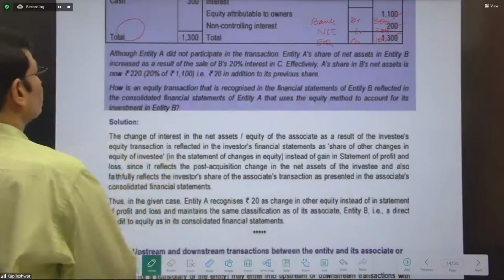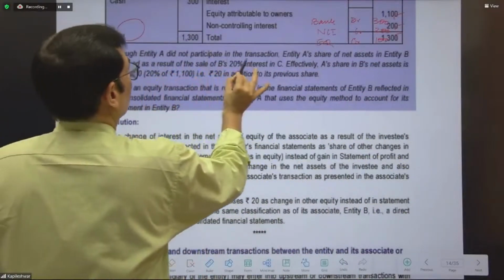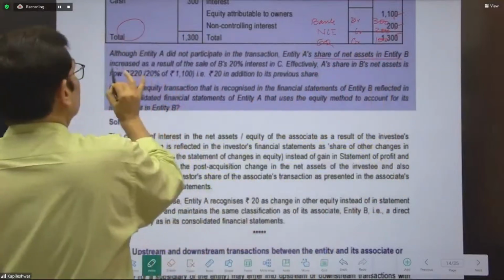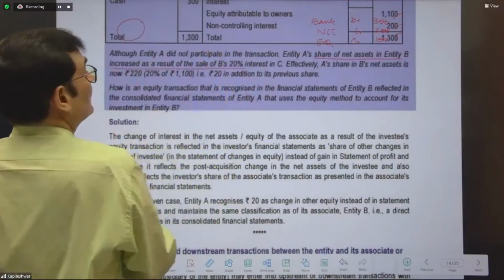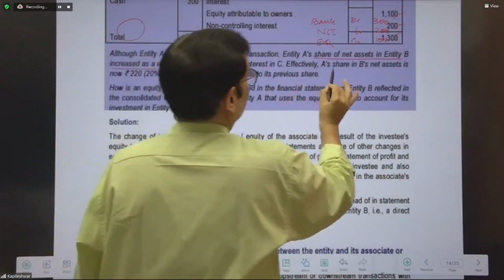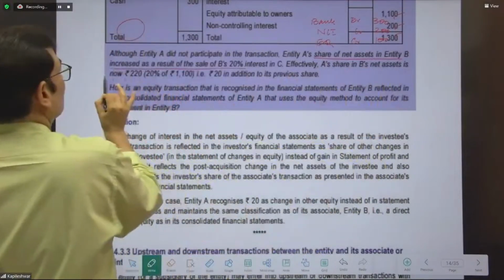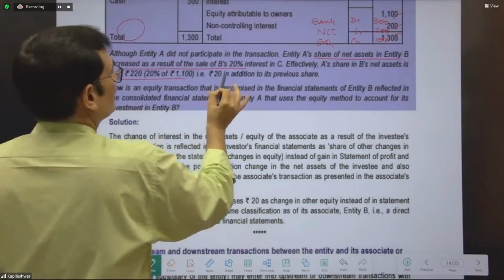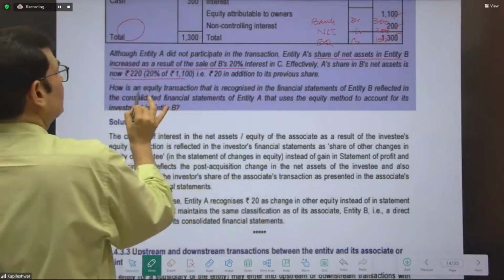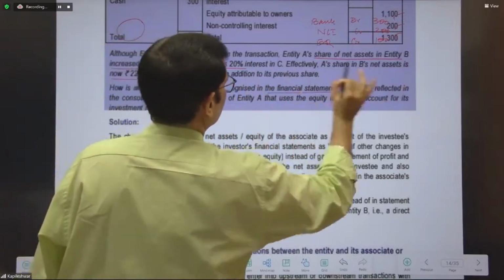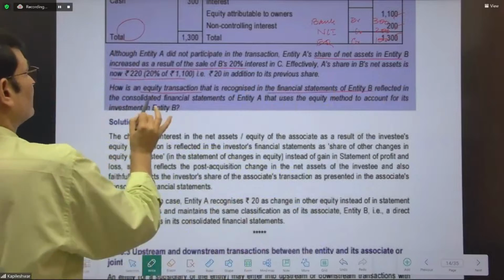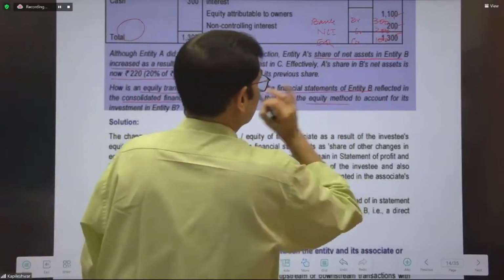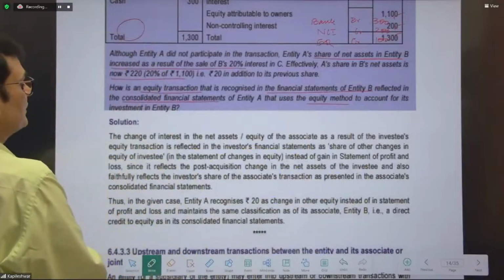Let's have a read. Although A did not participate in the transaction, the share in the net assets in B increased as a result of the 20% sale. Effectively, A's share in the net assets is now 220, that is 20% of 1100, as compared to the previous share. How is the equity transaction recognized in the financial statements of B, in the consolidated financials of A that uses an equity method to account for investment?